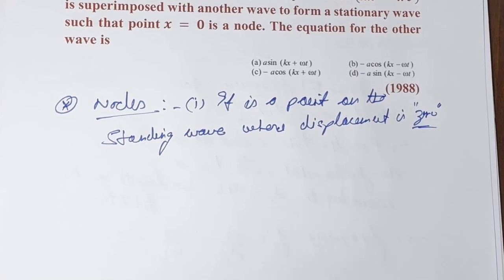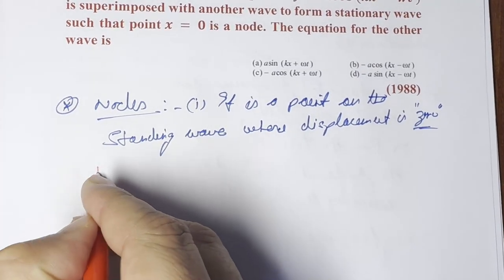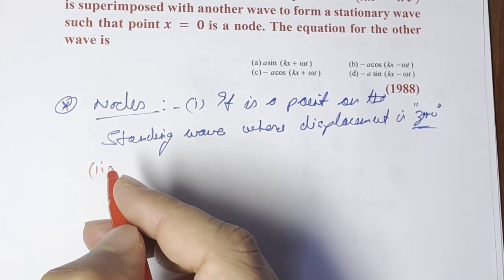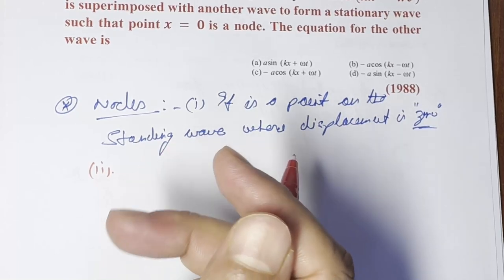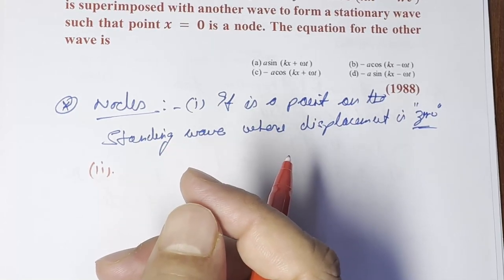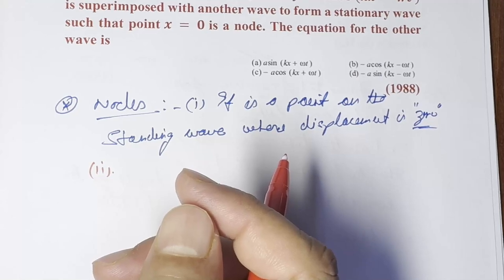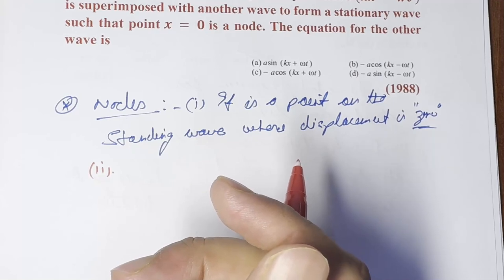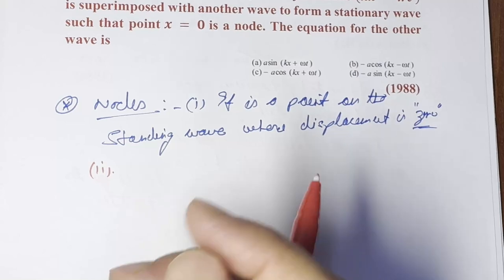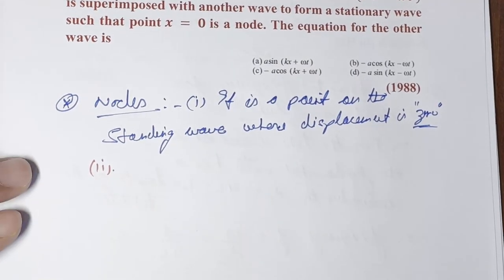Second property: it states that at a node, destructive interference takes place between two overlapping waves that form a standing wave. A standing wave basically means that the particles of the medium remain stationary. We will discuss that later also.